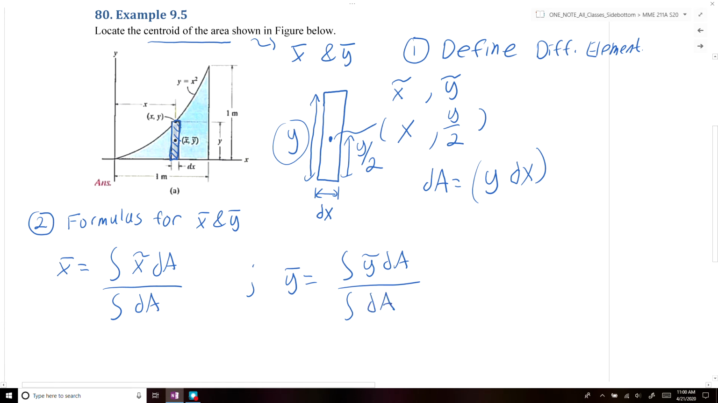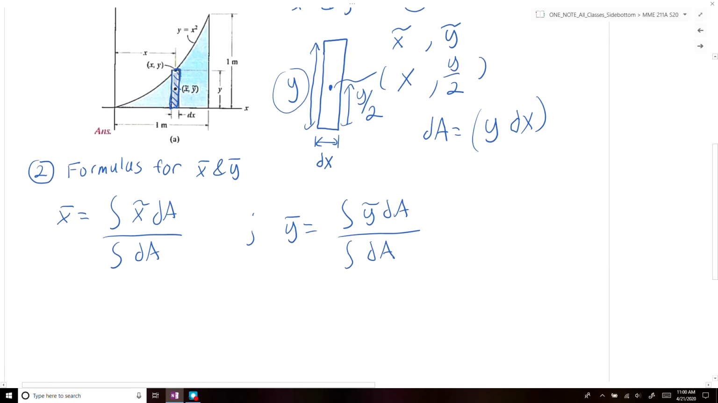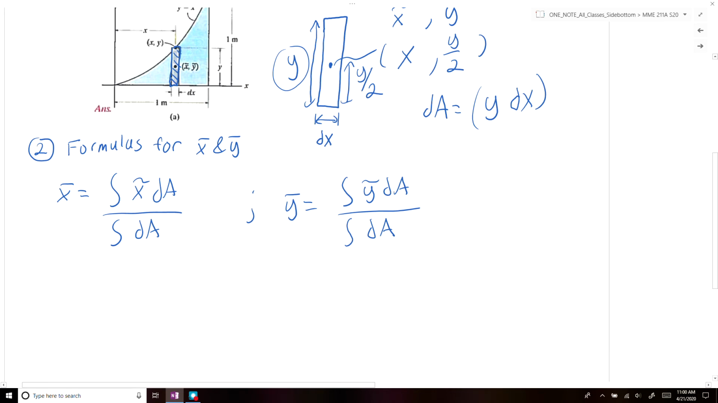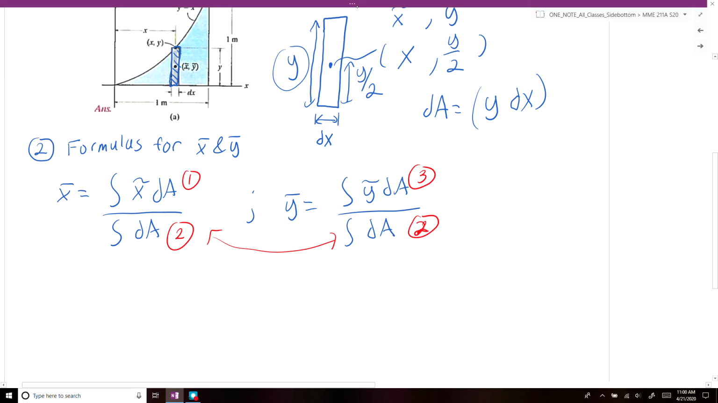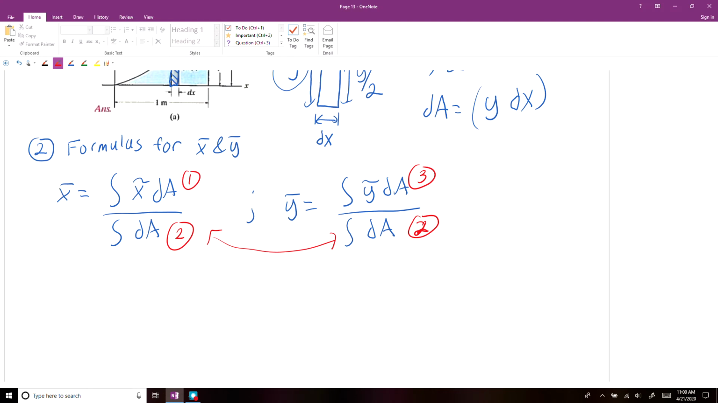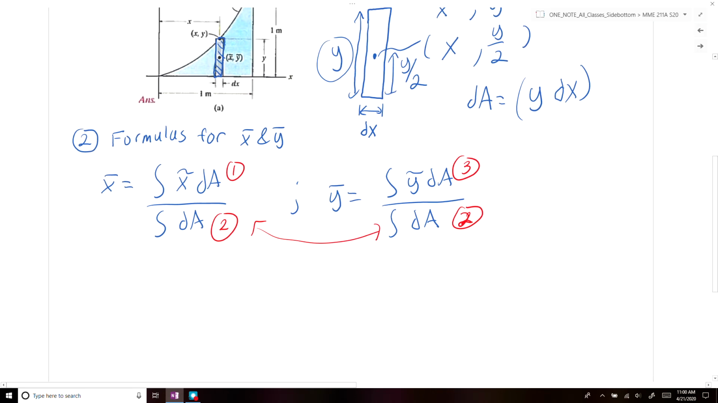So after we determine our formulas, we just need to evaluate our integrals. So we just have 1, 2, 3, and then the integral in the denominator of both of these is a shared integral. So we really only have 3 integrals we need to evaluate. We'll solve for x bar first.